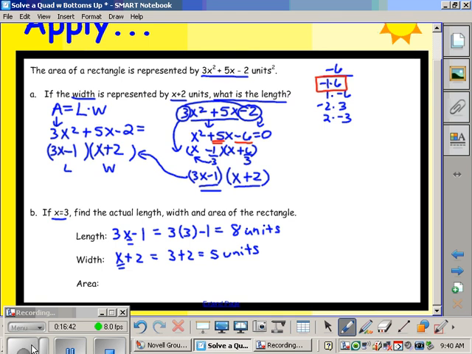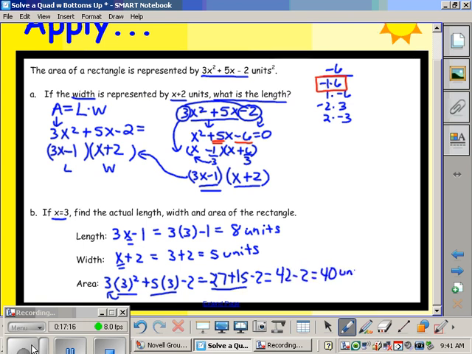So there's two ways to find the area. The long way would be to take your original quadratic and plug in 3 for both x's, so it would look like this. 3 times 3 squared plus 5 times 3 minus 2. So this is the long way. So when you calculate 3 squared, you get 9. Multiply that by 3 and you get 27. Add 5 times 3 or 15 to that and then subtract 2. So 27 plus 15 is 42. And 42 minus 2 would be 40 units squared for the area.